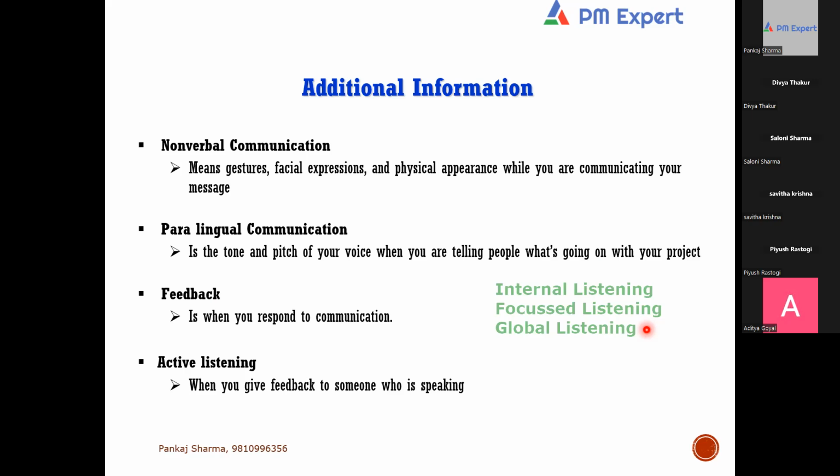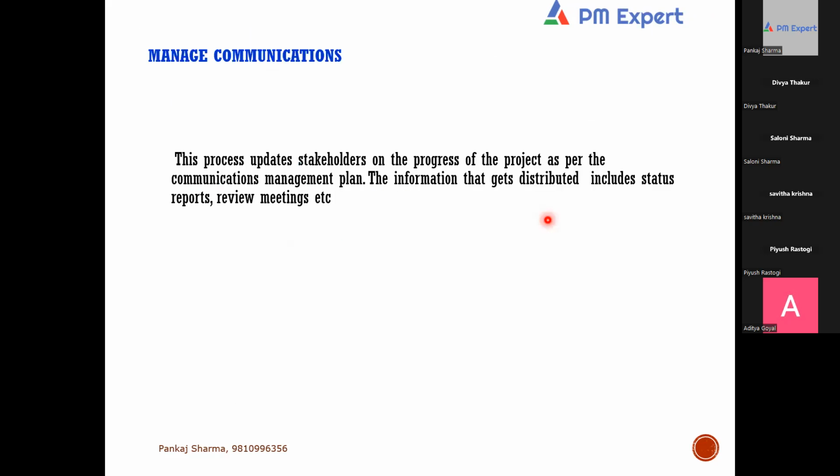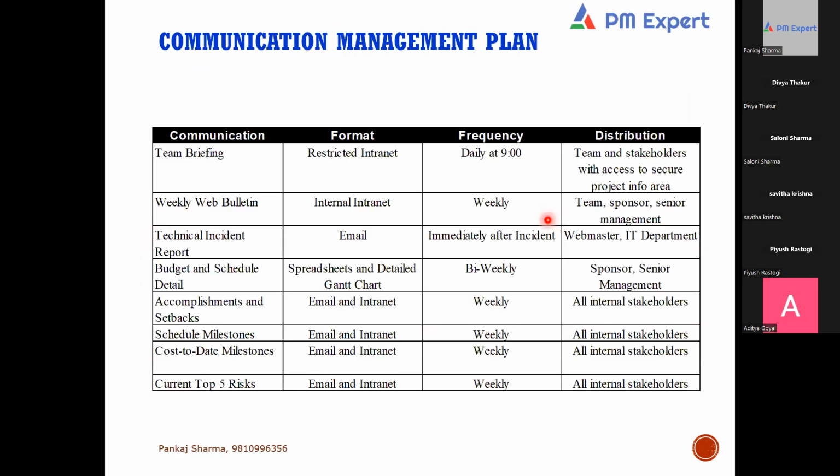Coming out with the right communication management plan. Now, how does a communication management plan look? What does it contain? This is a sample communication management plan. If you look at this table, it talks about the communication, the format, the frequency, the receivers. Now, tell me, does this kind of plan help you to remove any kind of ambiguity?